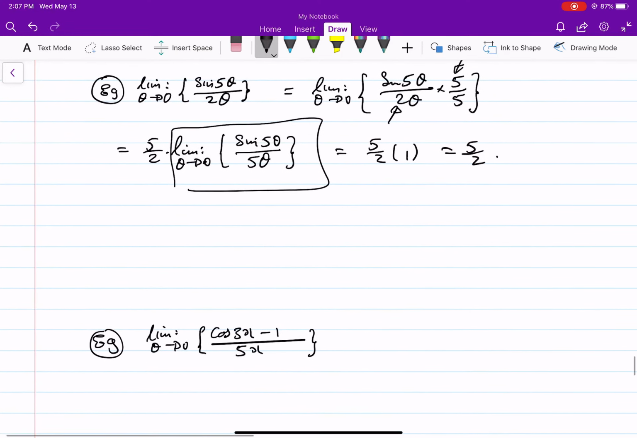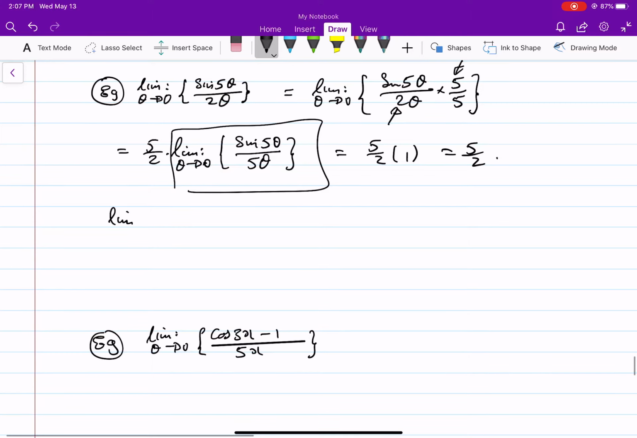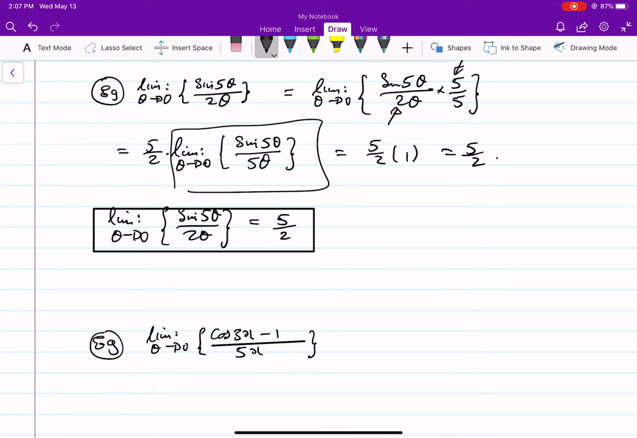If I were to conclude, I write the limit as theta approaches 0 of sine of 5 theta upon 2 theta is equal to 5 halves. Okay, that's the method of approach to solving one of these. Okay, let's try the next one.